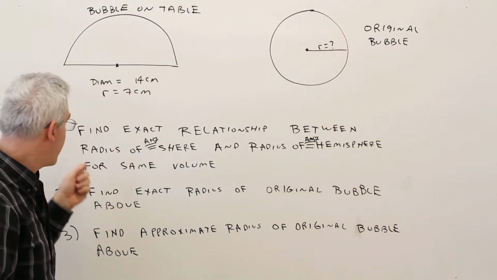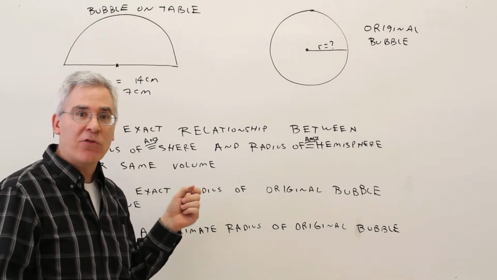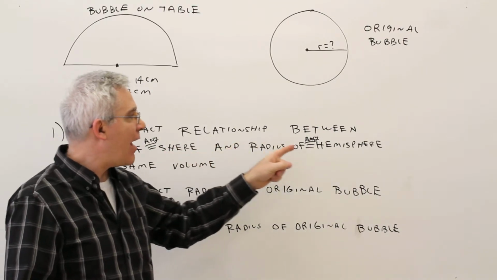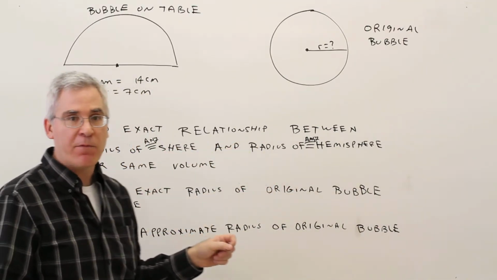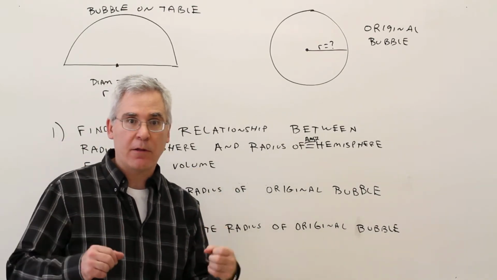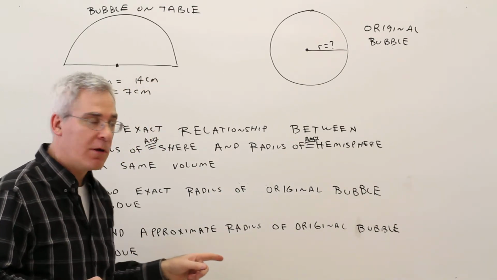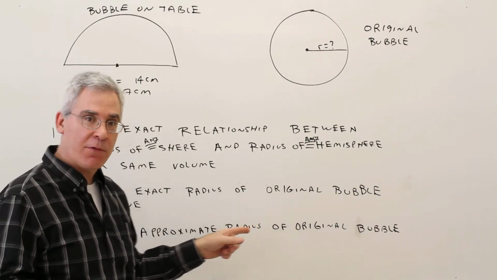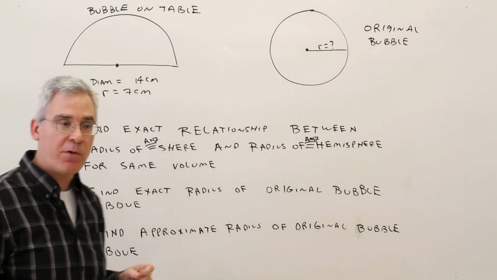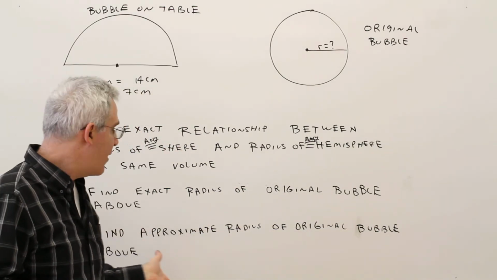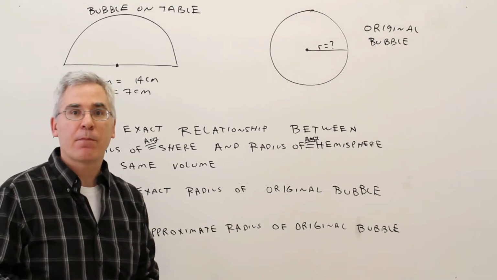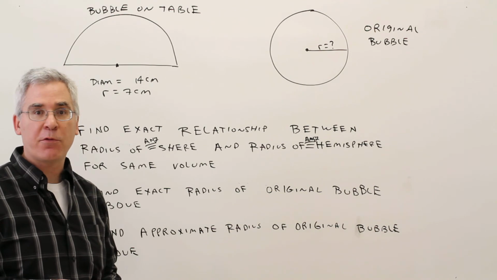Here's the three questions. 1, find the exact relationship between the radius of any sphere and any hemisphere for the same volume. So it's not involving these numbers, it's just a general formula. Then, number 2, find the exact radius of the original bubble in this problem above that resulted in that hemisphere there. And then 3, find an approximate radius of the original bubble above. So see if you can answer those three questions.